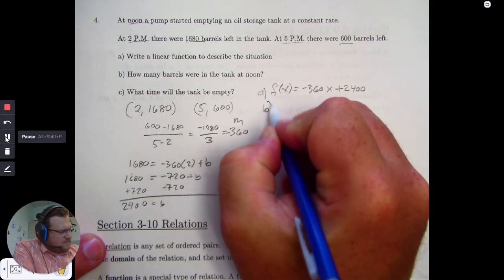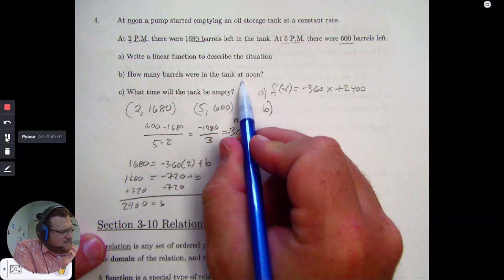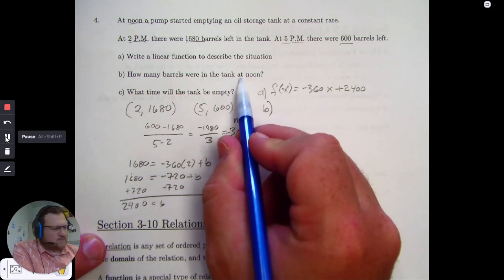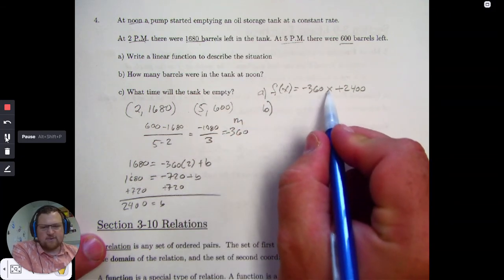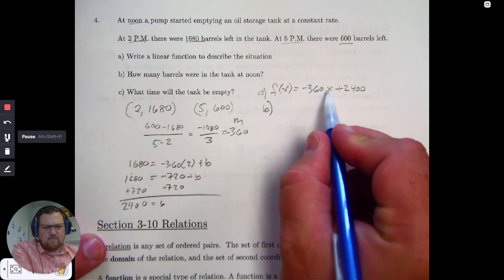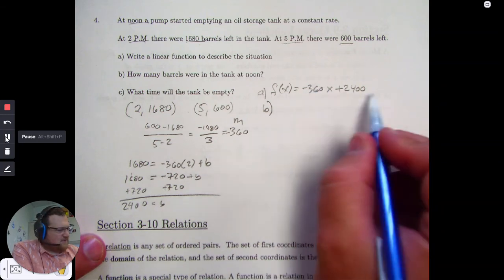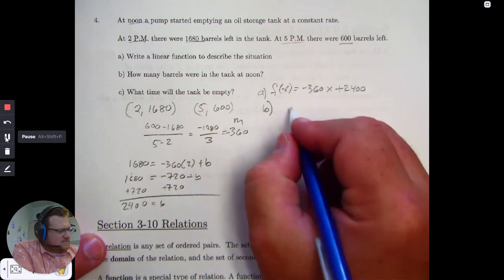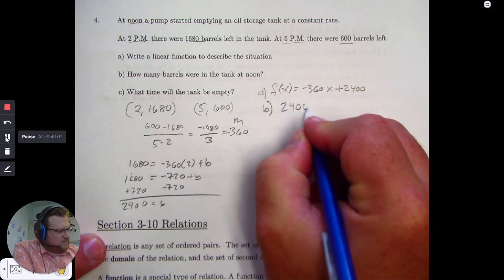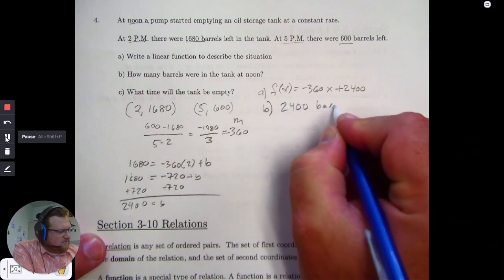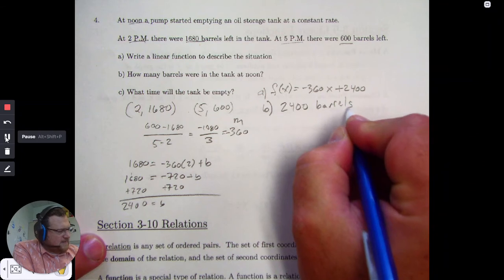Then for B, it says how many barrels were in the tank at noon. So that's your starting amount. If I put in a time of 0, that cancels it out, and I'm just left with my y-intercept. So there were 2,400 barrels when we started out.